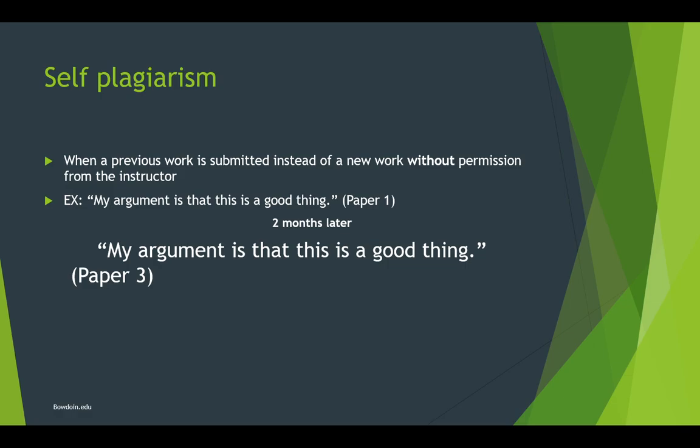So, self plagiarism is you plagiarize your own previous work. That is, when a previous work is submitted instead of a new work without permission from the instructor. For example, "my argument is that this is a good thing." That was part of your first paper. Okay, that's fine. Two months later, "my argument is that this is a good thing," but that's in paper number 3, and you don't have permission from the instructor to reuse what you used in paper number 1. So, paper 1 and 3, completely different, but you use exactly what you said in paper 1 in paper 3. That is an example of self plagiarism.